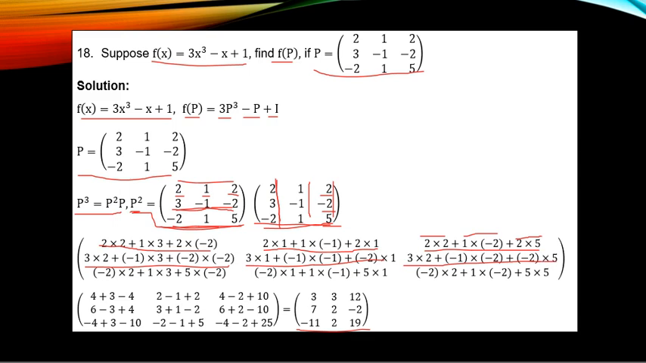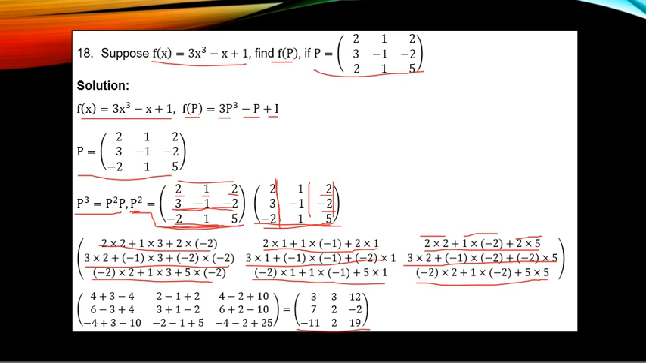Okay, now you take the third row times all the columns one by one. So third row times first column, where you have minus 2 times 2, 1 times 3, and 5 times minus 2. The same third row times the second column, you have this. Third row times the third column, you have this.